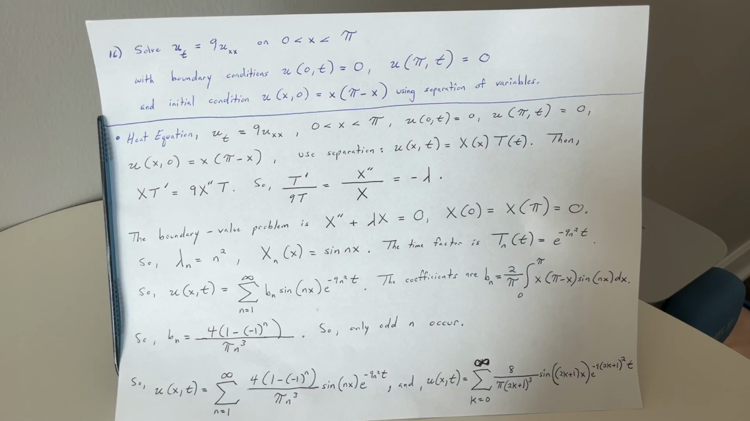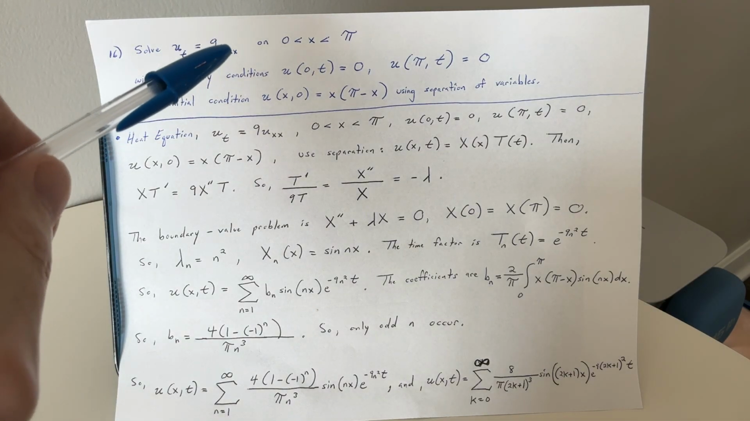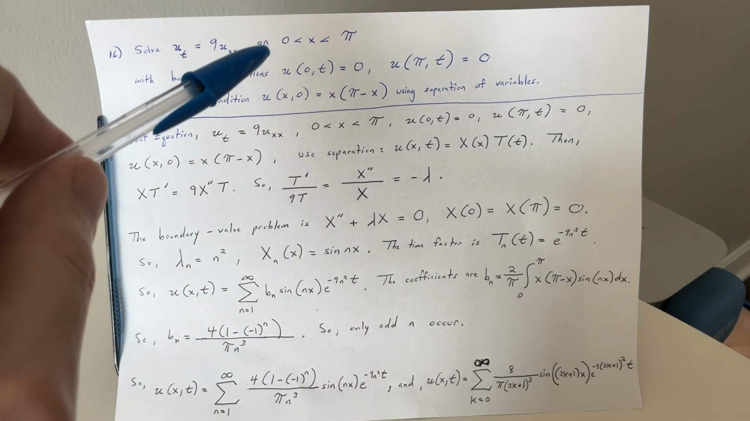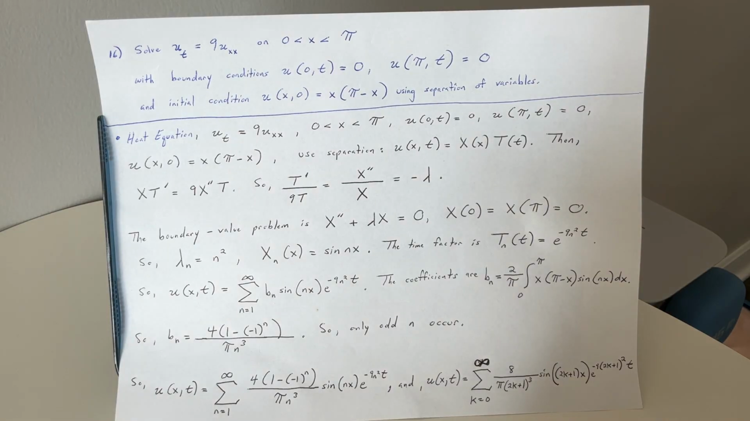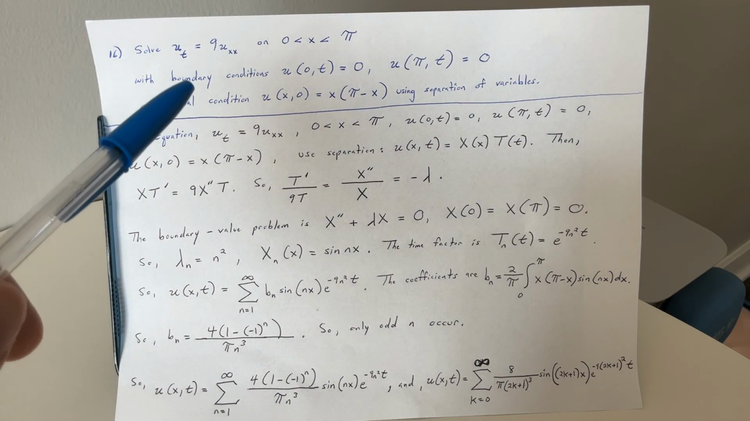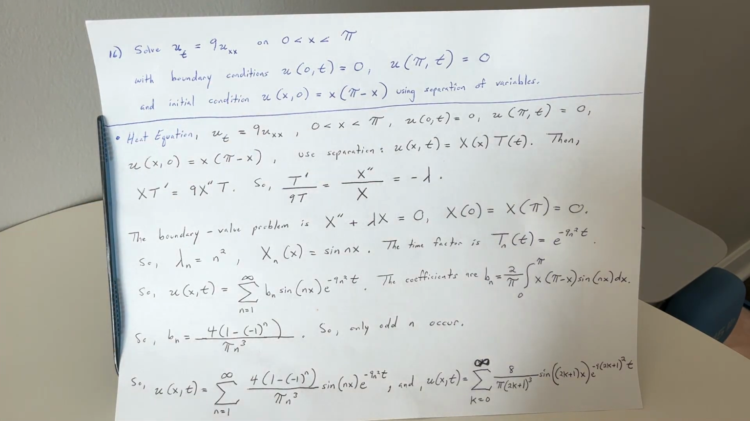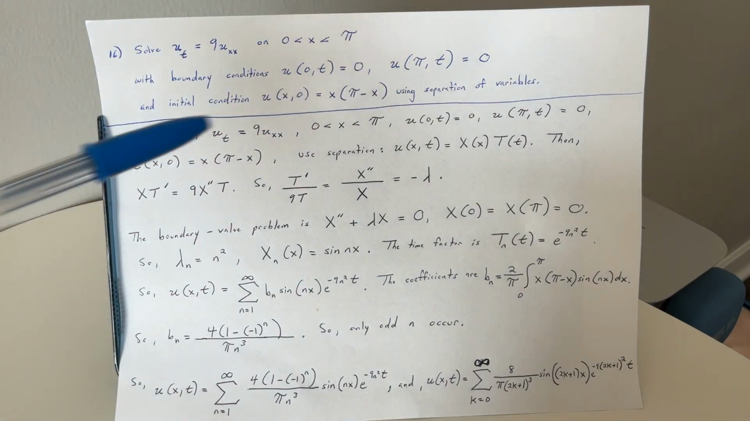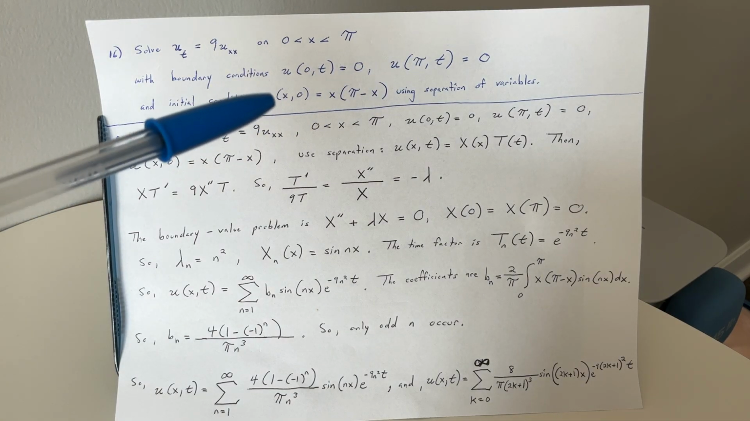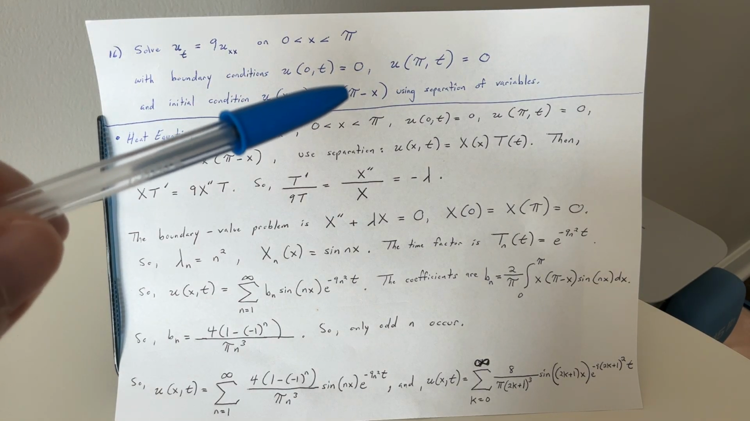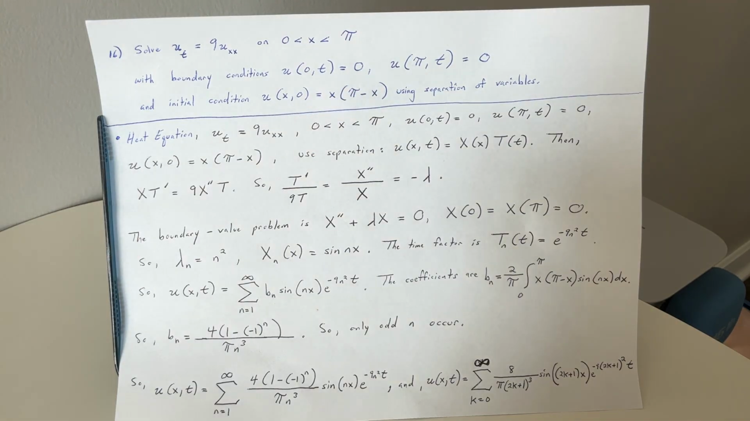So part 6 of Advanced Engineering Mathematics Practice Final Exam, number 16. Solve u sub t equals 9 u sub xx on the interval 0 is less than x is less than pi, with boundary conditions u of 0, t equals 0, u of pi, t equals 0, and initial condition u of x, 0 equals x(pi minus x), using separation of variables.